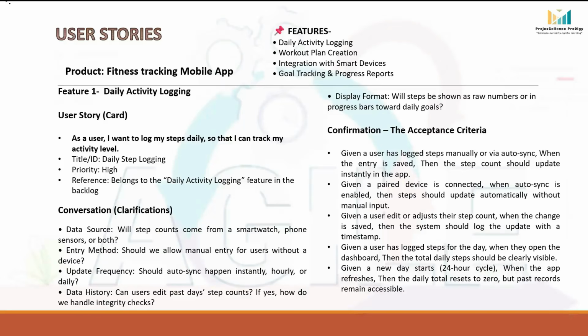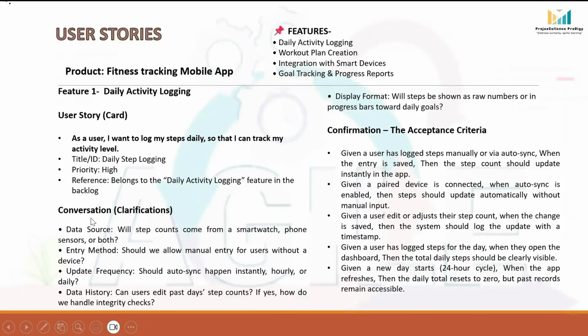There could be multiple user stories for one feature, but here we will try to write one user story for one feature. So let's take feature 1, daily activity logging. As we discussed in the last slide, the user story card will contain 4 items. The user story here: as a user, I want to log my steps daily so that I can track my activity level. Second, we will give it a title or ID, which is daily step logging. And priority, we are putting high. And its reference, meaning it belongs to the daily activity logging feature in the backlog.